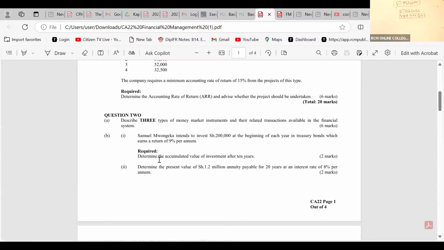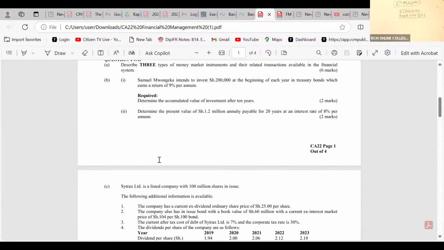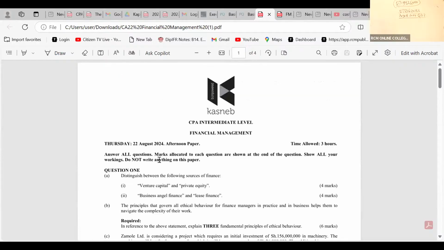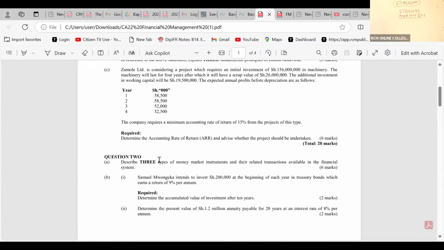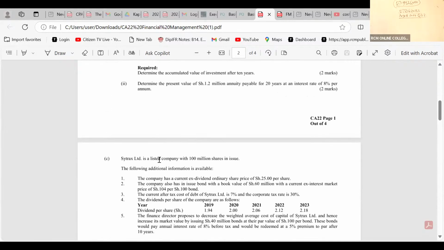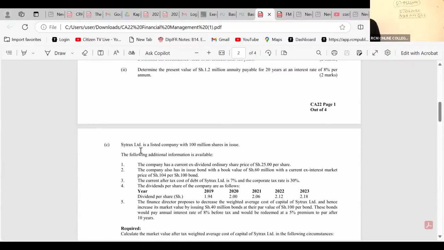And I want to start with the most technical one, which is question 2C. Question 2C was a very easy question. Nobody should have failed this question.